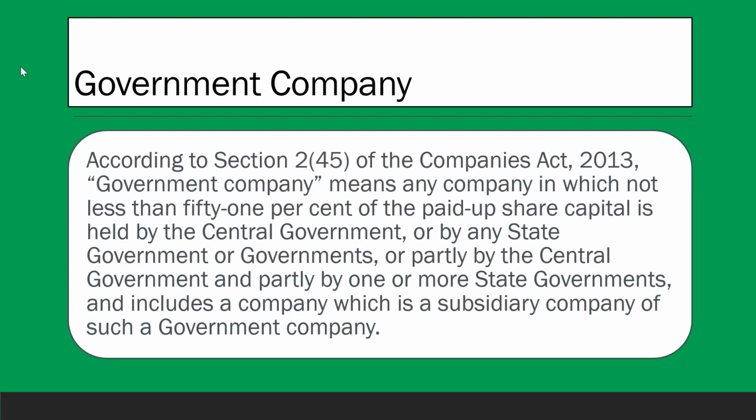So a government company. Can you read, Mehika? So basically, where more than 51% share is held by the government, or by a combination of various governments, central government and state government, or sometimes even a subsidiary of a government company is also called a government company. Okay, is it clear?